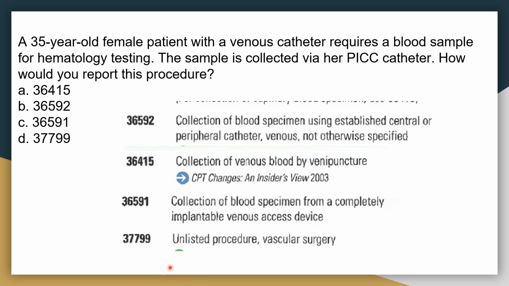So the D is unlisted procedure, vascular surgery. Then the next is collection of the blood specimen from the completely implantable venous access device. Okay, so this is one of the codes which we will think about. Then 36415, collection of venous blood by venipuncture. They haven't done the venipuncture. Already the line is there. They have just taken the blood from that.